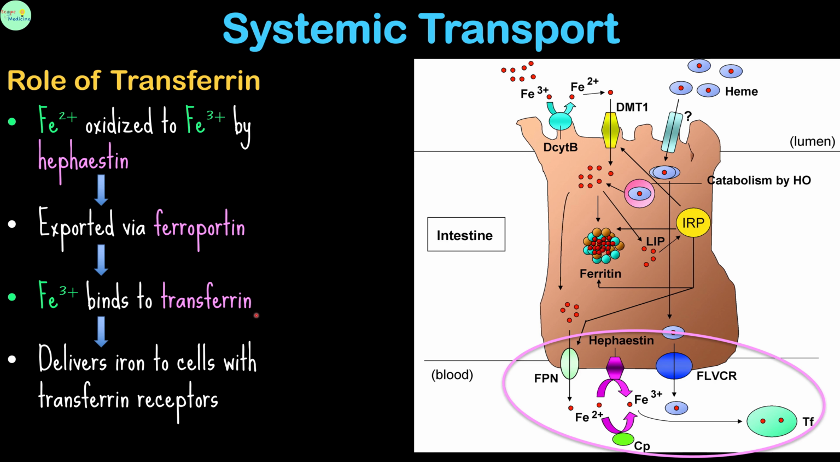Transferrin is the major iron transport protein in the blood, and under normal conditions, it is about 1/3 saturated with iron. Transferrin-bound iron is delivered to cells throughout the body that express transferrin receptors, with the majority going to bone marrow erythroid precursors for the vital synthesis of hemoglobin.